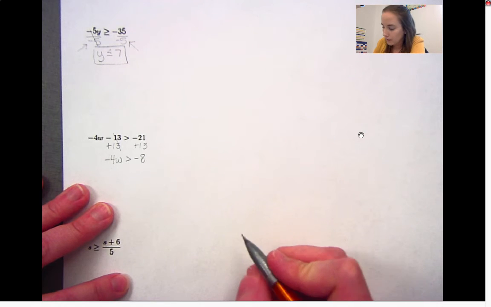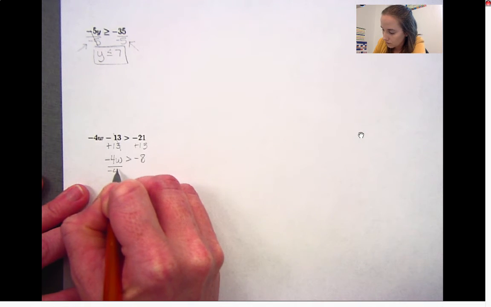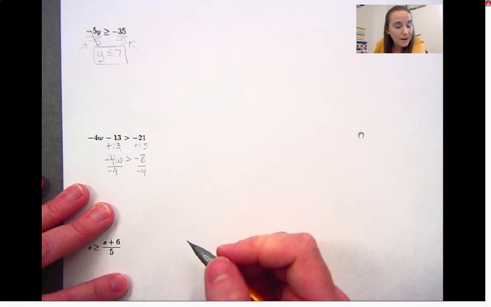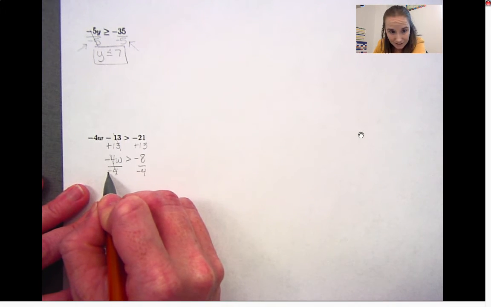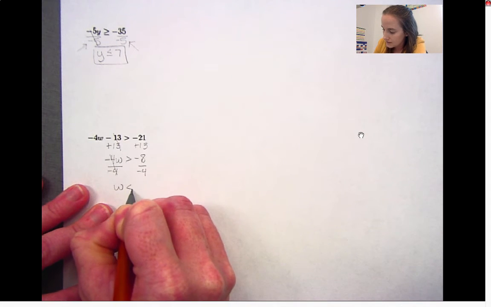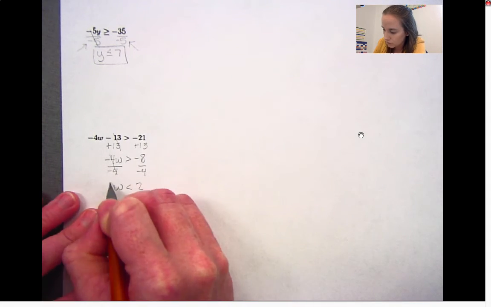And now we divide by negative 4. Since we're dividing by a negative number, dividing by negative 4, remember to flip the symbol. So it's w is less than positive 2.